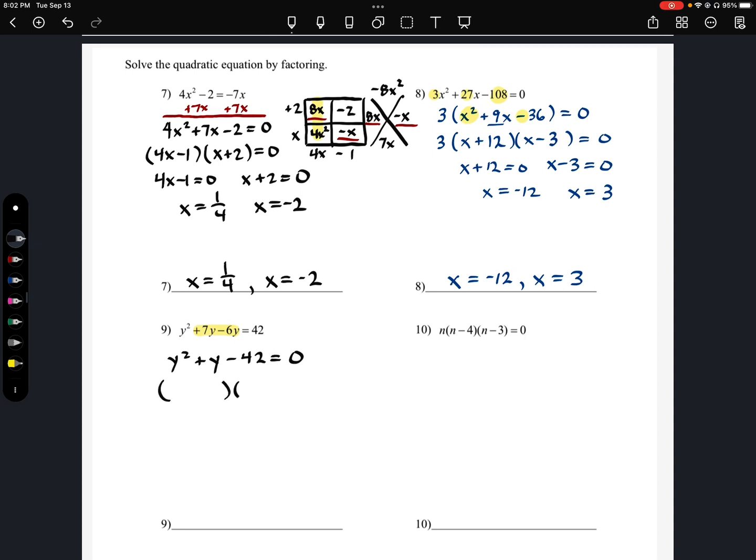So looking to factor this, since it's just a y squared term, we're looking for factors of 42 that have a difference of 1. Well, I know that 6 times 7 is 42, so it looks like we're going to want a y plus 7 and a y minus 6. And we'll just take each of those, set them equal to 0, and finish solving. So y is equal to negative 7 and y is equal to positive 6. Those are the answers.